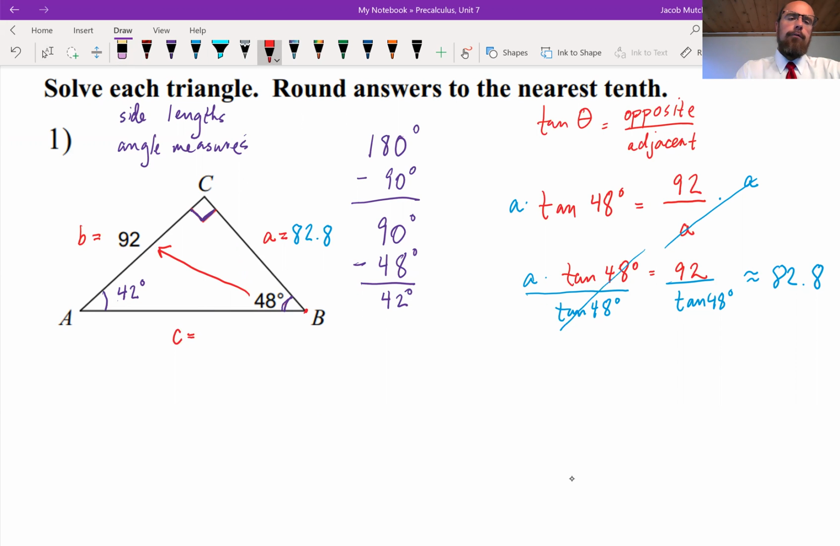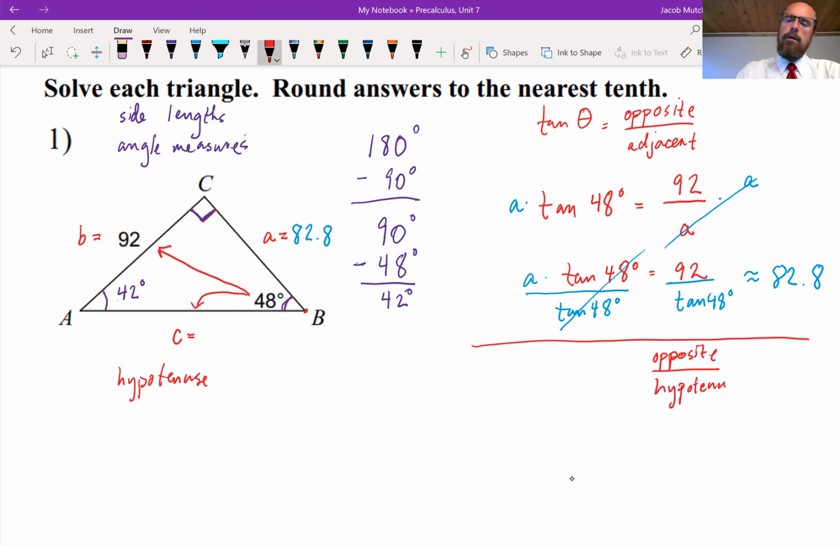So I am looking for a ratio that involves the side opposite an angle and the hypotenuse, which is this side C. So if I, again, think in my mind what ratio, sine, cosine, tangent, would deal with the opposite side over the hypotenuse, that's going to be my sine ratio. And that's the way we define sine, is the opposite side length from the angle measure divided by the hypotenuse.